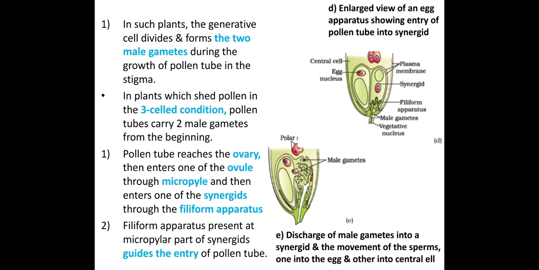Okay, so there is a second condition. In some plants, the pollen is shed in the three-celled condition. In this condition, the pollen tube already carries two male gametes from the beginning. But in the two-celled condition, the two male gametes are formed after pollen tube growth, during the pollen tube formation. But in the three-celled condition, the pollen will already have two male gametes.